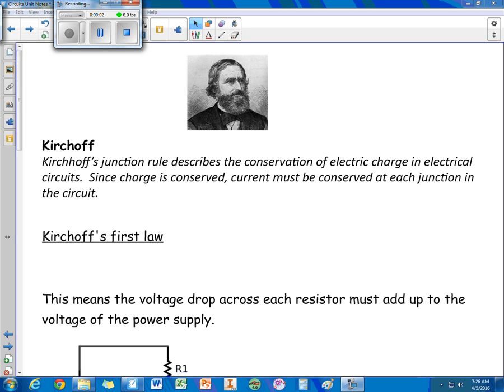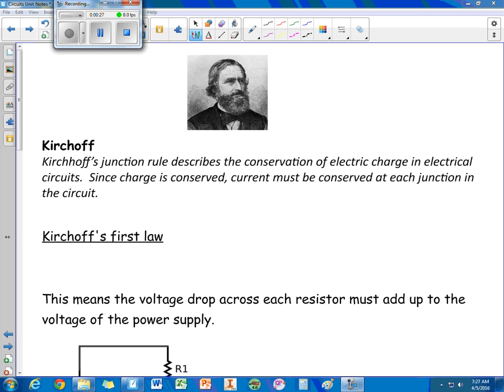This is video 2 for the circuits unit notes. Okay, in this one we're going to talk about another scientist who studied electrical circuits, Kirchhoff. Along with Ohm, Kirchhoff helps us understand exactly what's happening to all of the voltage, the amps, and the ohms inside of a circuit.